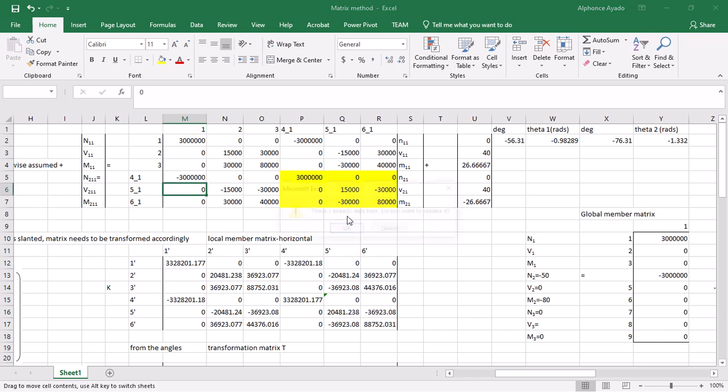Column M and column P have a relationship such that column P is the negative of M. The same with Q, which is the negative of this. It is symmetrical above the diagonal, and this is the case. So for the first one, I think it is very easy.